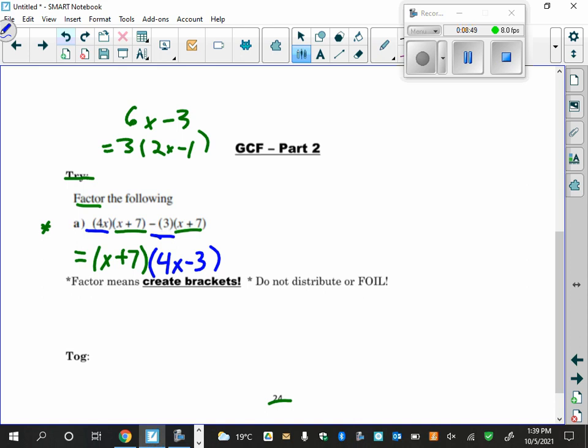So this is the last step of grouping and decomp. It's very important that you take that common binomial out and then just write down whatever is not x plus 7 in the second bracket. Capiche? Let's do one more.